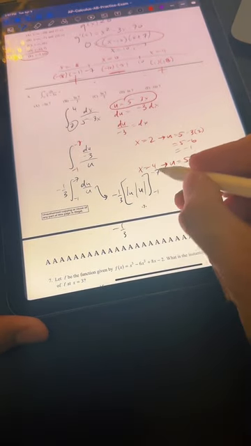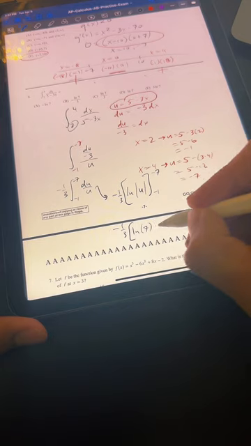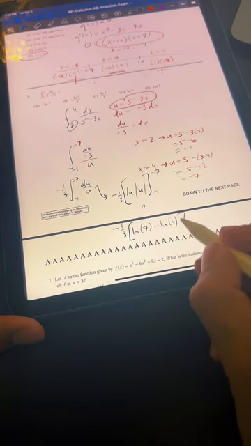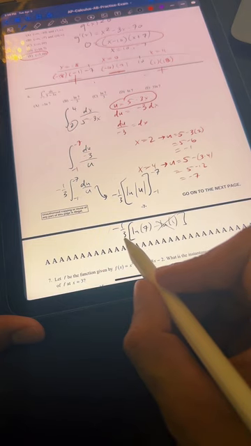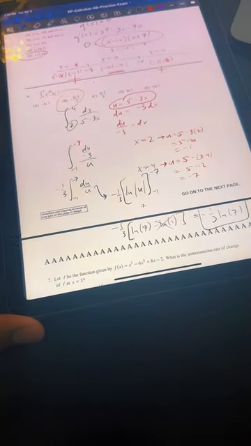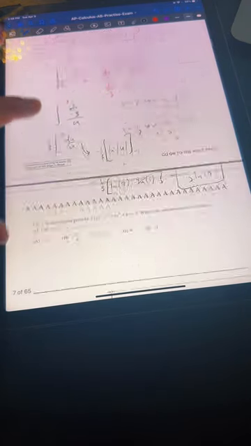All right, so we have negative 1/3. When I plug in the negative 7, that's natural log of 7 minus natural log of 1. And guess what? Natural log of 1 is just 0, so that goes away. So my answer is just going to be negative 1/3 natural log of 7. And if we look at our answer, it looks like that's going to be B. Awesome. All right, let's continue.